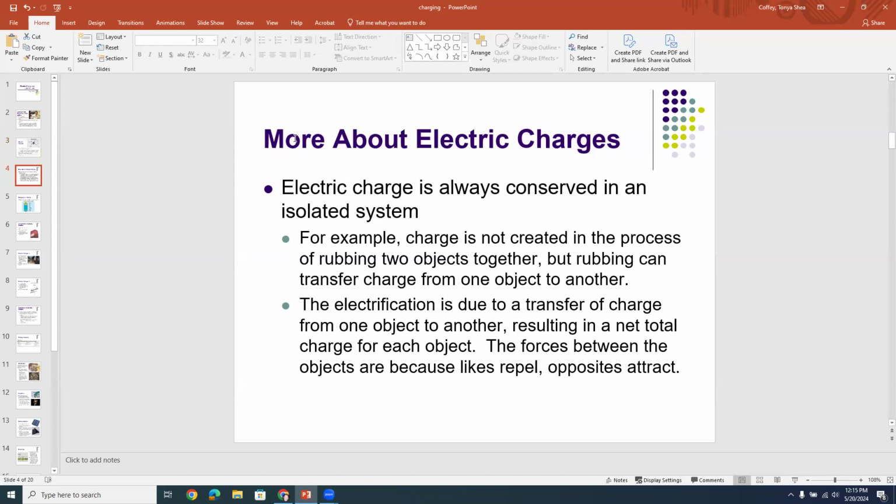Electric charge is always conserved in an isolated system. And what that means is that if you have a positively charged object, it's not because the negative charges in the object were destroyed or anything. It just means that those negative charges were transferred somewhere else.